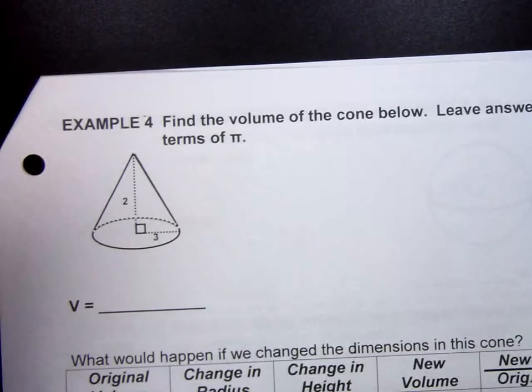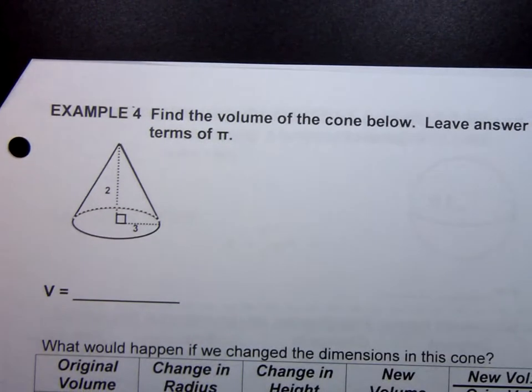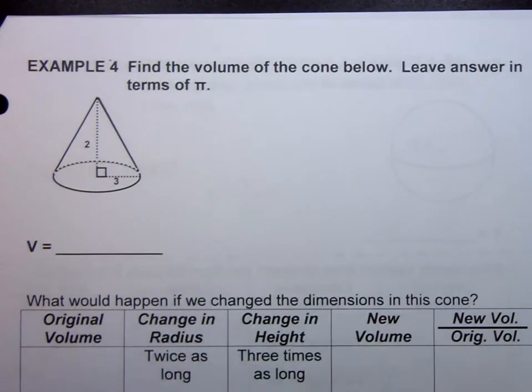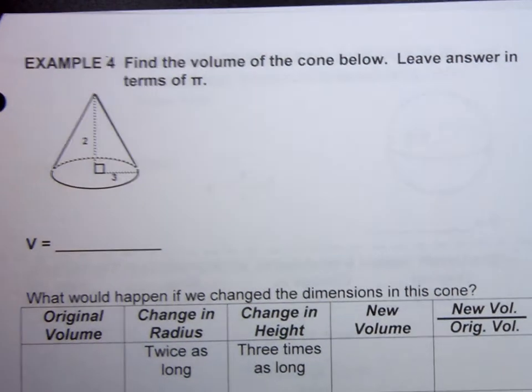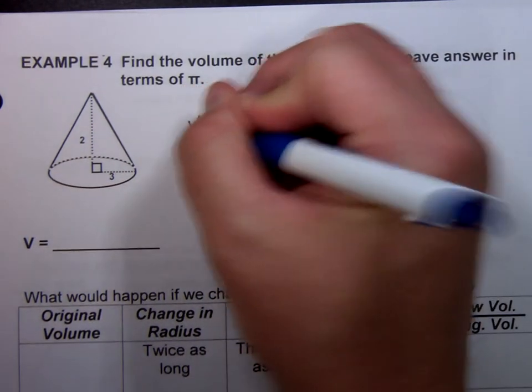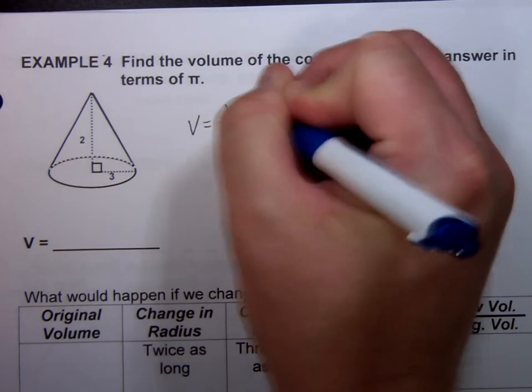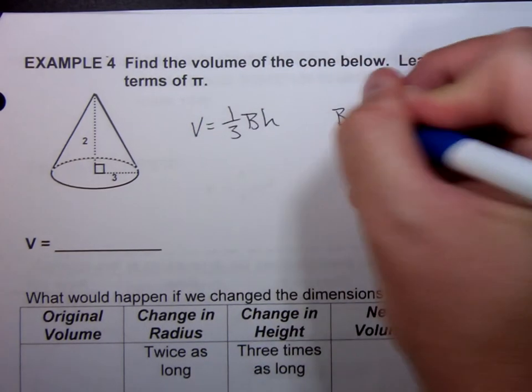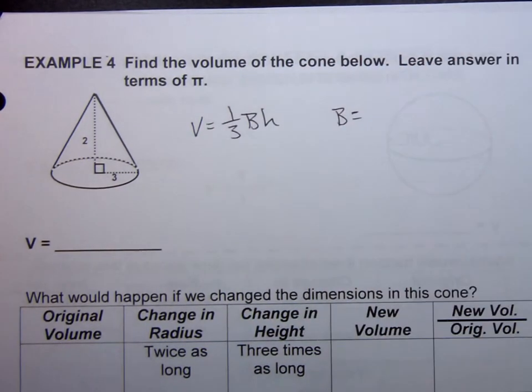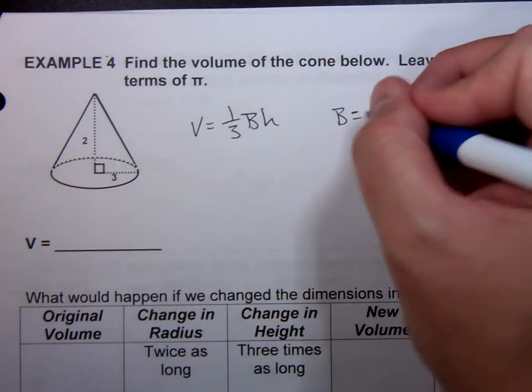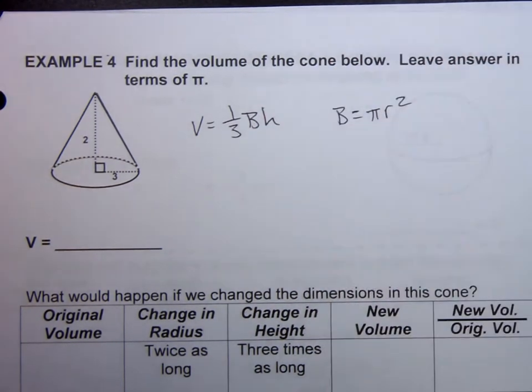Let's try the next one. It says, find the volume of the cone below, leave answers in terms of pi. So, for the volume of any cone, it's 1/3 times the area of the base times the height. And in a cone, the base is a circle. So when we're doing area of the base, it's pi r squared. That's the formula for area of any circle.